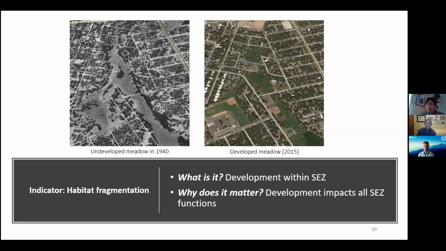Another indicator, habitat fragmentation. This one we're looking at development within SEZ. And when I say development, I'm talking about baseball fields, golf courses, any sort of fill, impervious coverage. And the reason this matters is development really impacts all SEZ functions, because we're really talking about SEZs that are no longer there. They've been built on top of. So that's very important for obvious reasons. So that's just 3 indicators that we're looking at. I won't go through all 10 of them, but that's just a general idea of what we're looking at when we are assessing SEZ health.